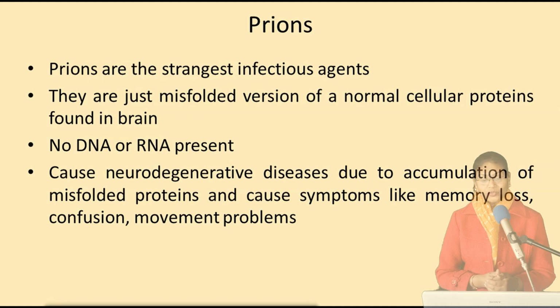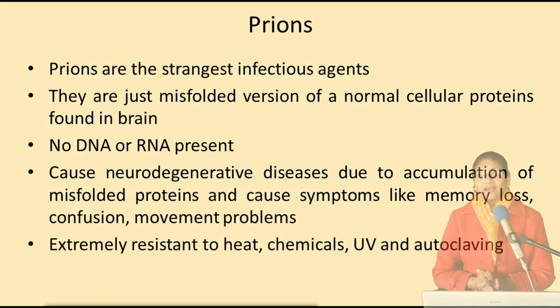They cause neurodegenerative diseases due to accumulation of misfolded proteins, and the symptoms are like memory loss, confusion, movement problems. So all these problems take place when the prions are there. And they are extremely resistant to heat, chemicals, UV, even autoclaving. They are resistant. They cannot be killed. So, a very unique group.